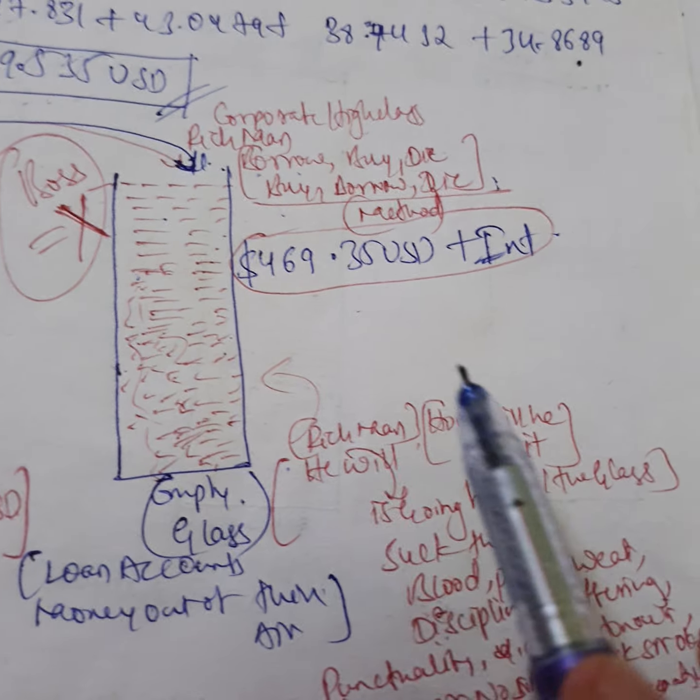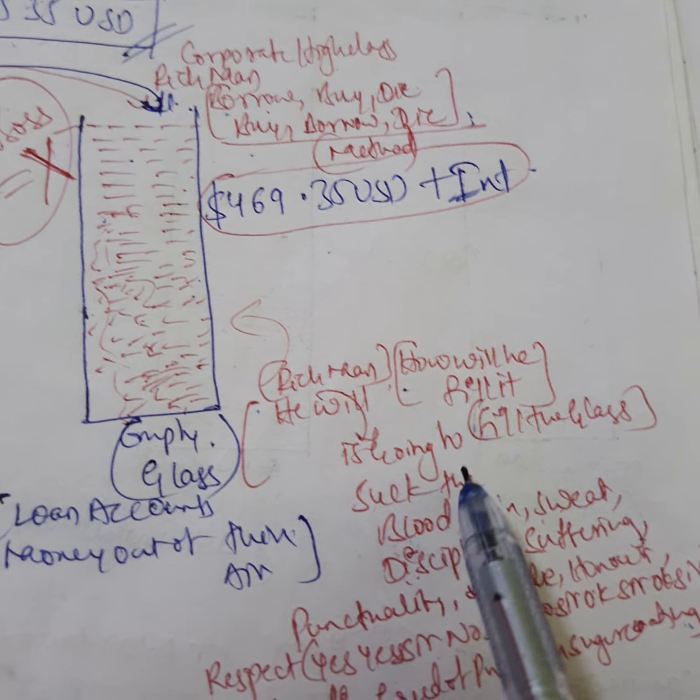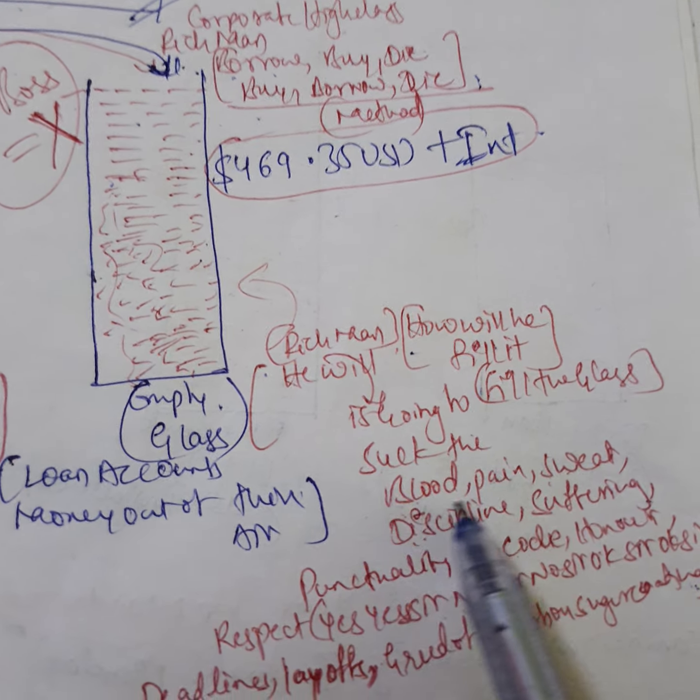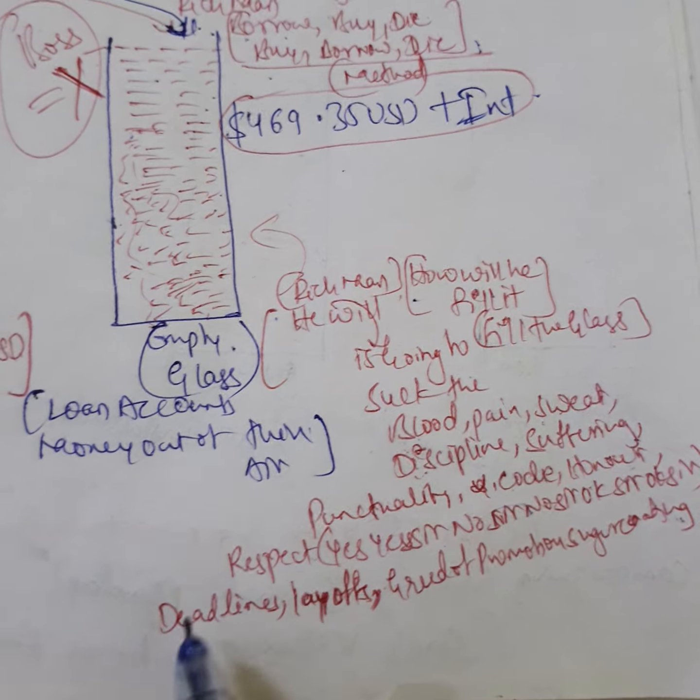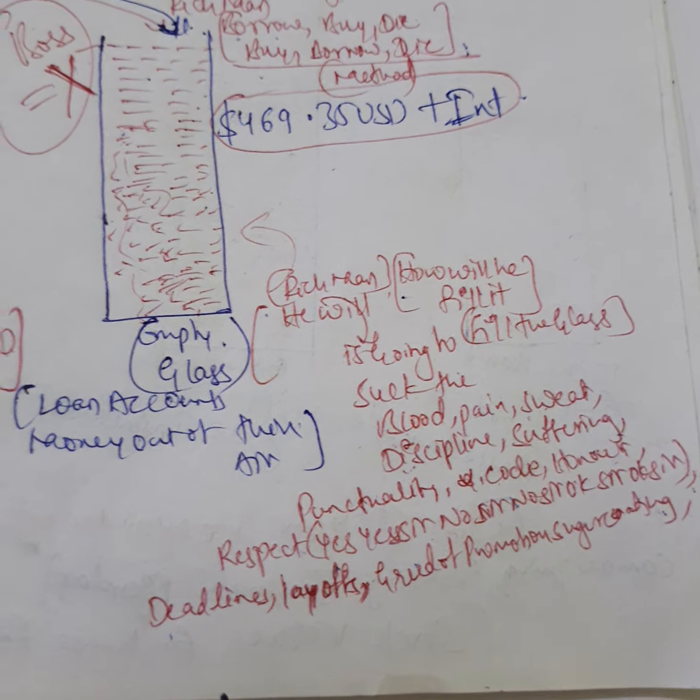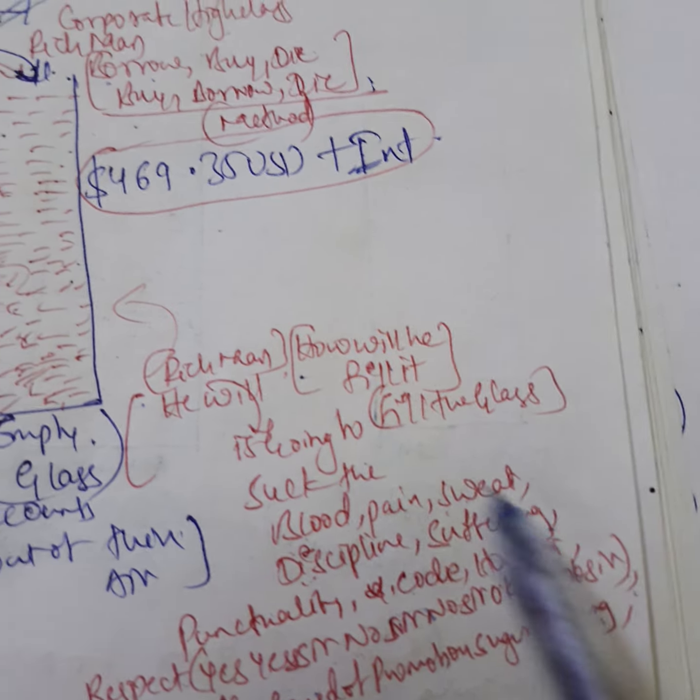Corporate highlights: the rich man's borrow-by-borrow-die method. 469.35 international empty glass. How will he fill this empty glass? He is going to suck the blood, pain, sweat, discipline, suffering, punctuality, code, honor, respect. Yes sir, no sir, okay sir, deadlines, layoffs, greed of promotion, sugar coating.